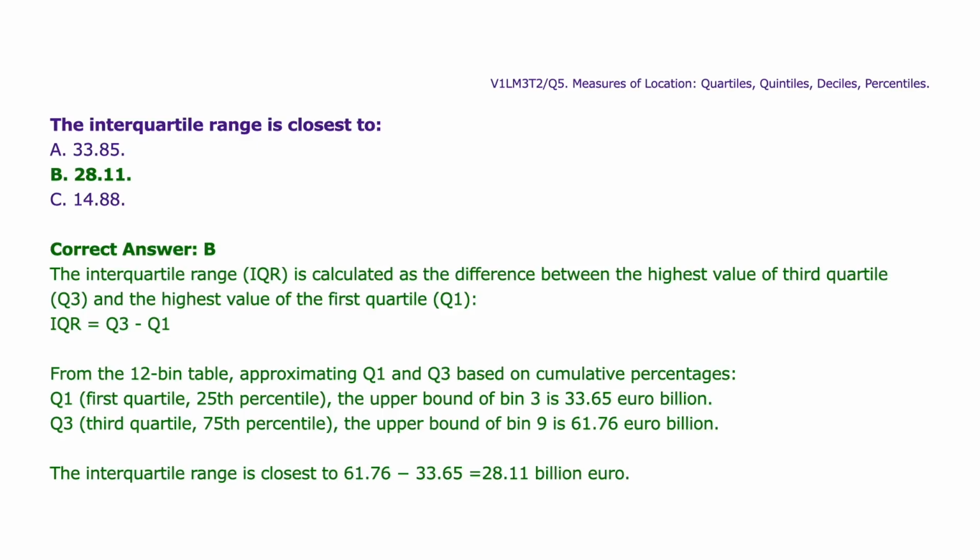Find Q3. Look for where cumulative percentage reaches 75%. Bin 9 ends exactly at 75%. Q3 upper bound is 61.76 billion euros. Interquartile range equals 61.76 minus 33.65 equals 28.11.